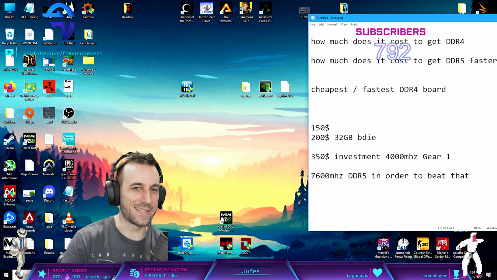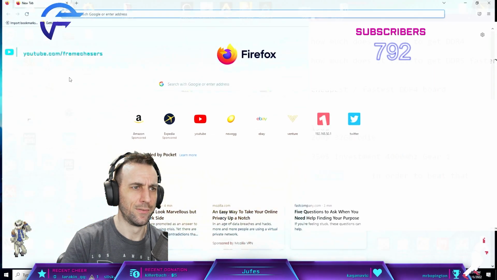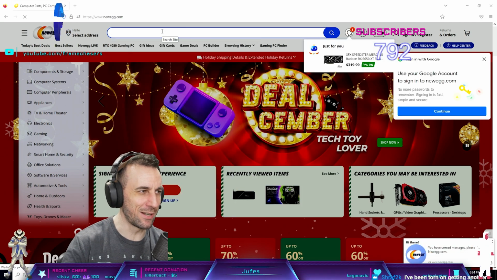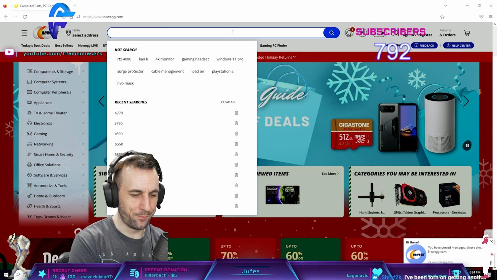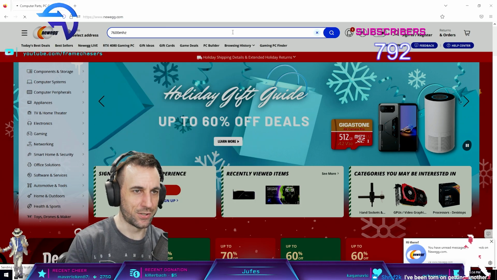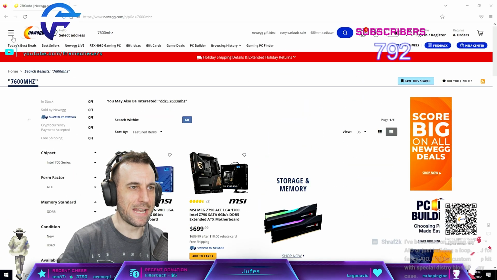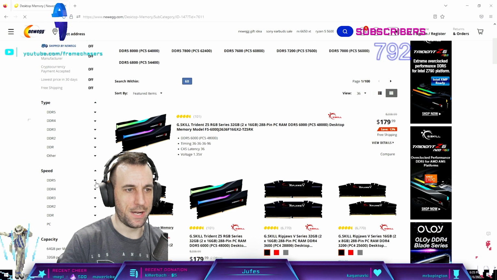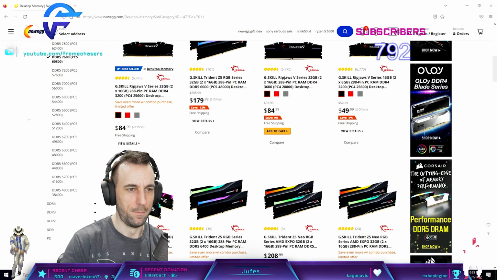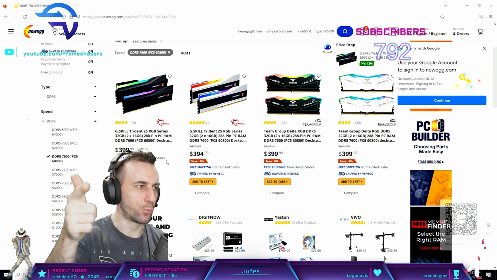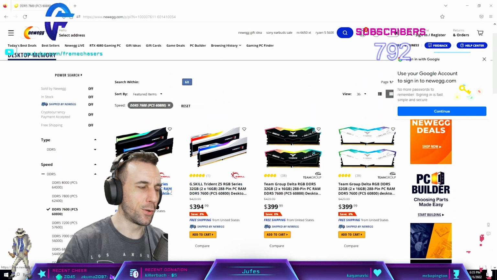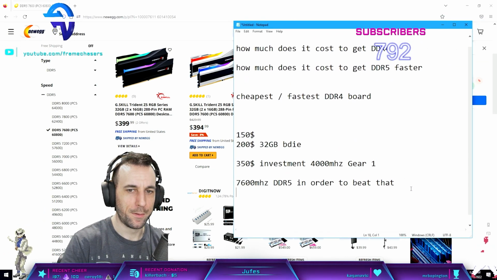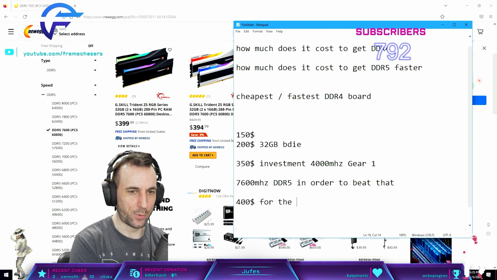Now, how much does this cost? It's game over. Do you see what I'm saying? Let's say 7,600 megahertz. I hate how it doesn't come up. Components, memory, desktop, DDR5, 7,600. $400 for the RAM. Any cheaper ones? No. The RAM costs more than the entire investment of the other platform.